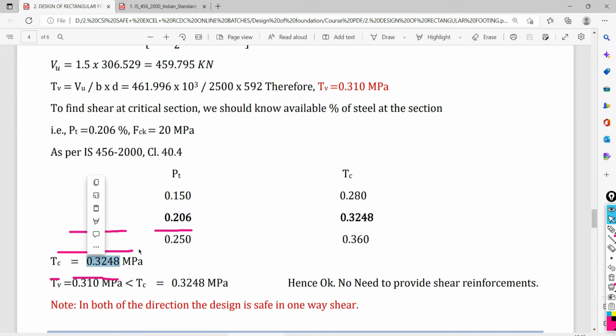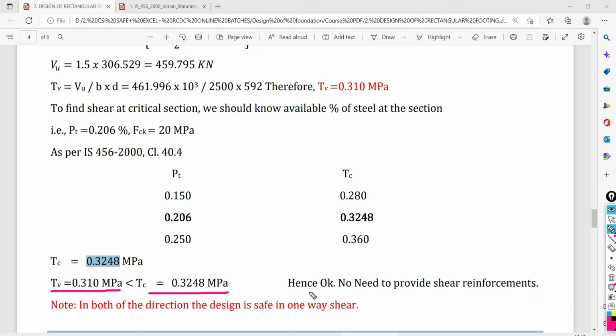Now we have to compare nominal shear with the critical shear. So here again we are getting that your nominal shear is less than your critical shear. Hence we are going to say that our provided depth is okay. No need to provide any shear reinforcement. So in both directions, the design is safe in one-way shear. That is the final conclusion for the one-way shear check.